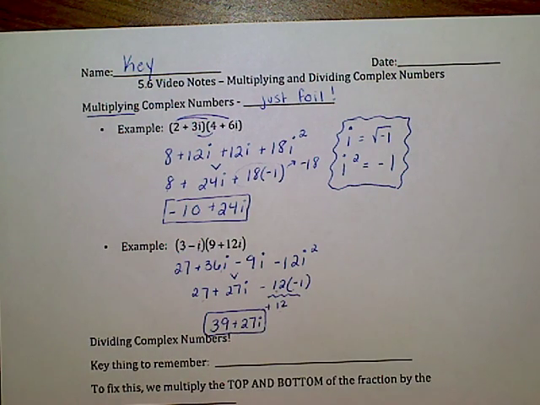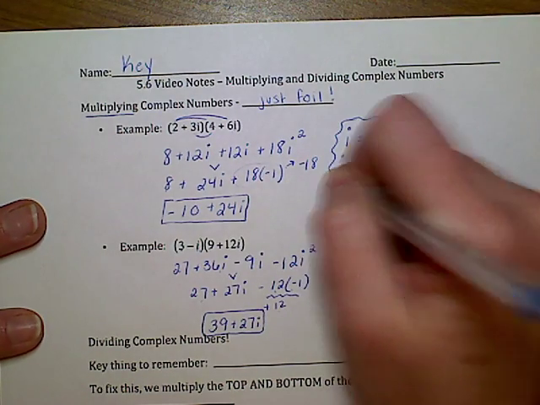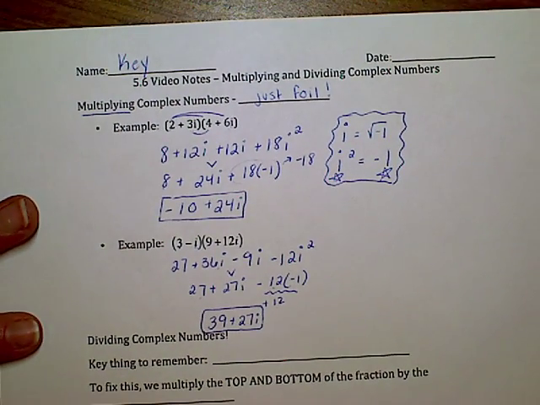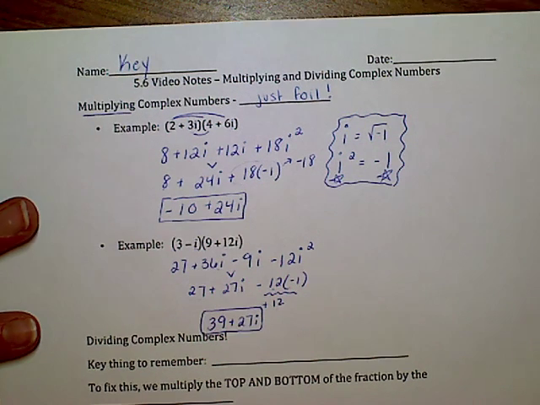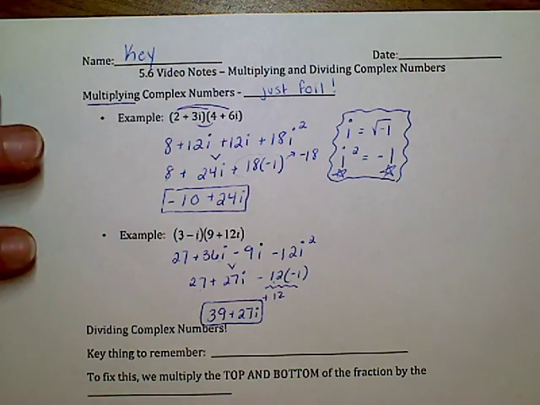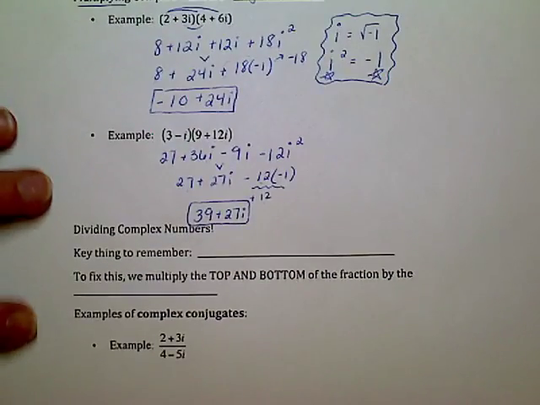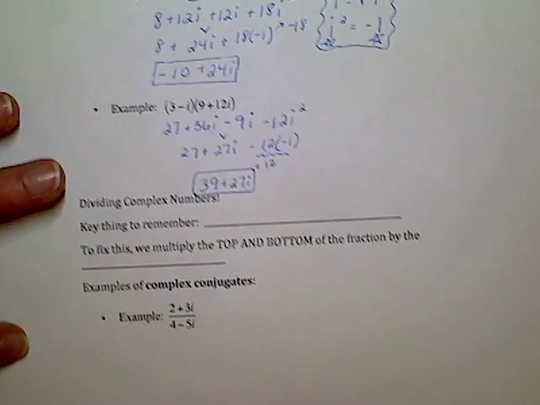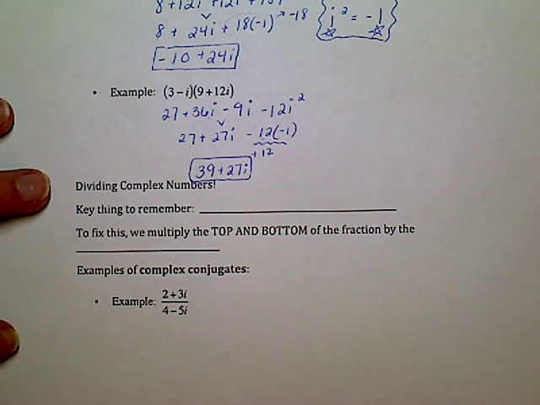So the key thing here, you have to remember that i squared is equal to -1. Okay. So multiplying is pretty easy as long as you remember to 1, FOIL, and 2, that i squared is equal to -1. Dividing complex numbers probably sounds really scary, but it's not actually too bad.